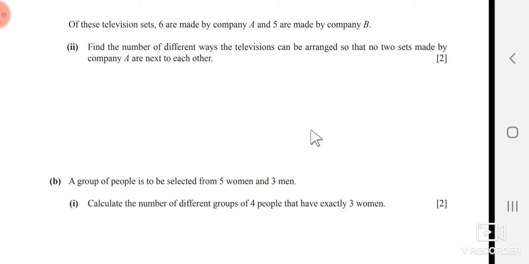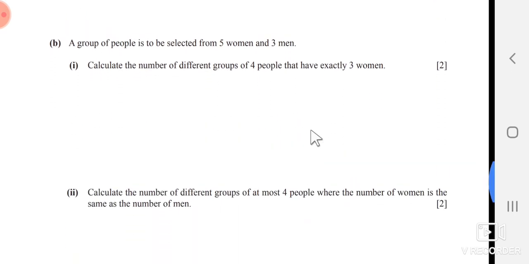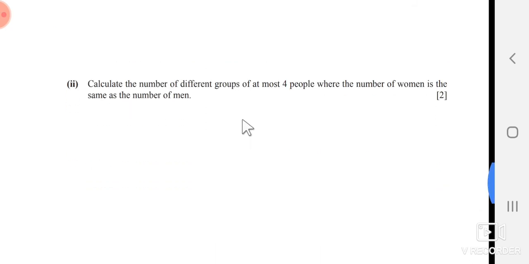Okay, and now I am going for this question. The above question was a question of permutation. Now a group of people is to be selected from 5 women and 3 men. Calculate the number of different groups of 4 people that have exactly 3 women. So 5c3 and then into 3c1. This way you can do that question, because he has restricted you that you have to take 3 women, and then you can take only 1 man. So 5c3 into 3c1, this is the way to do this question.